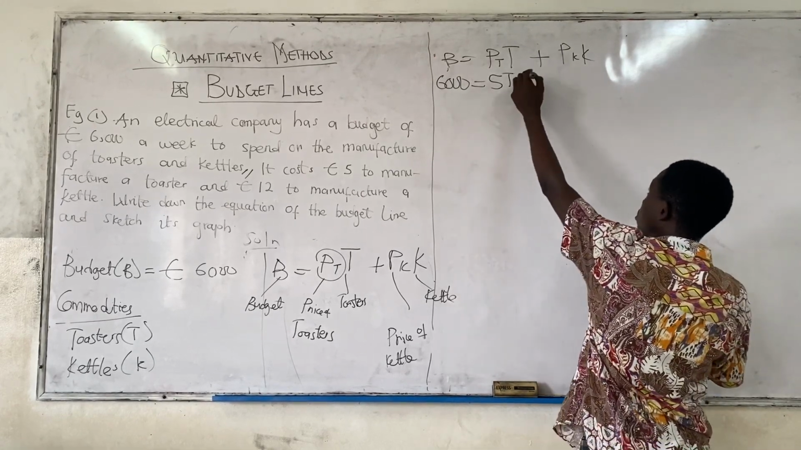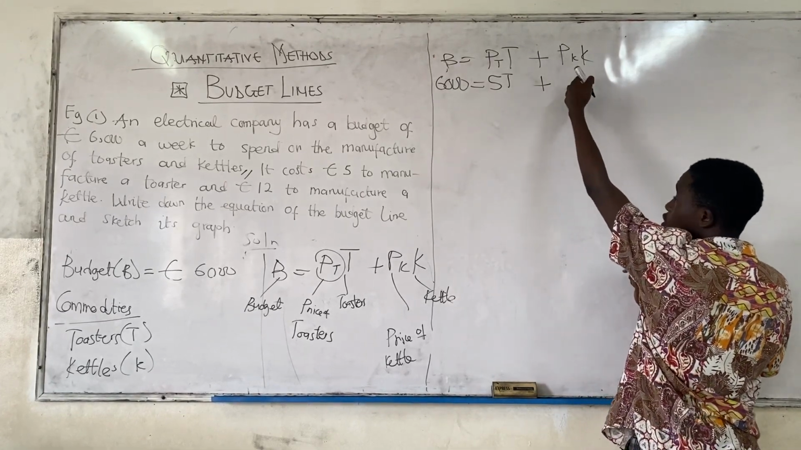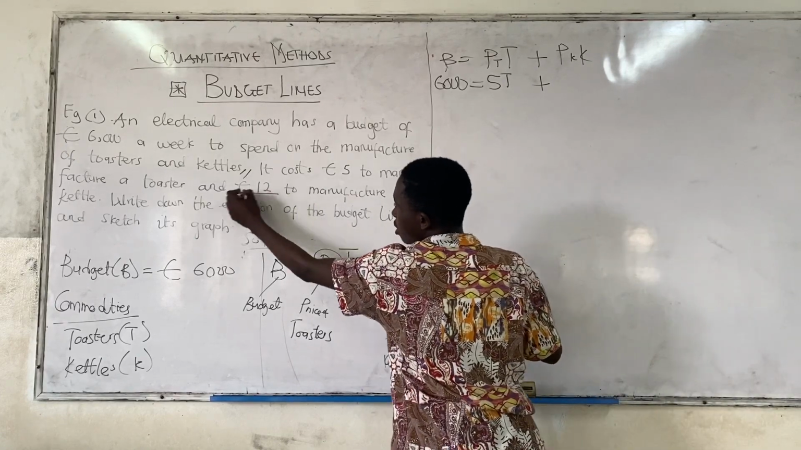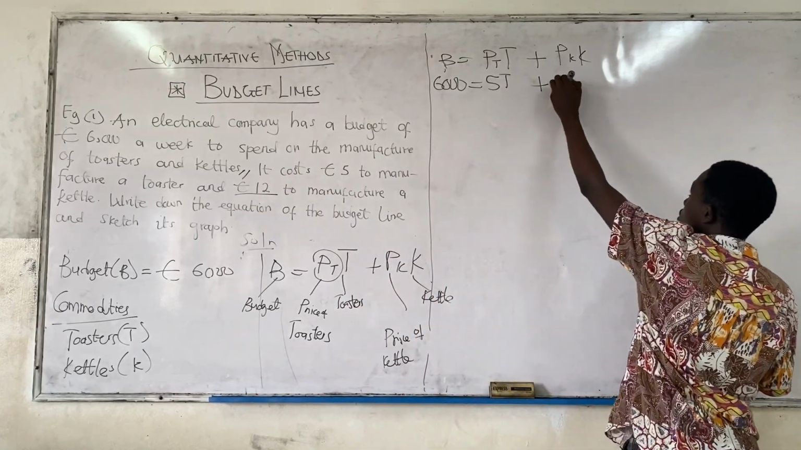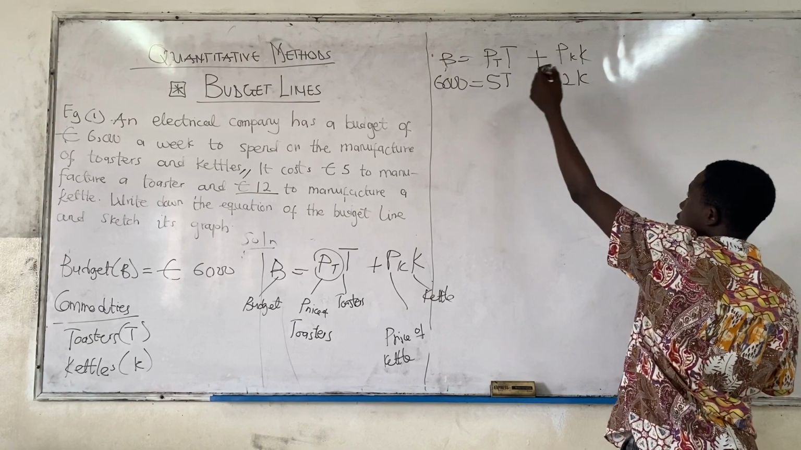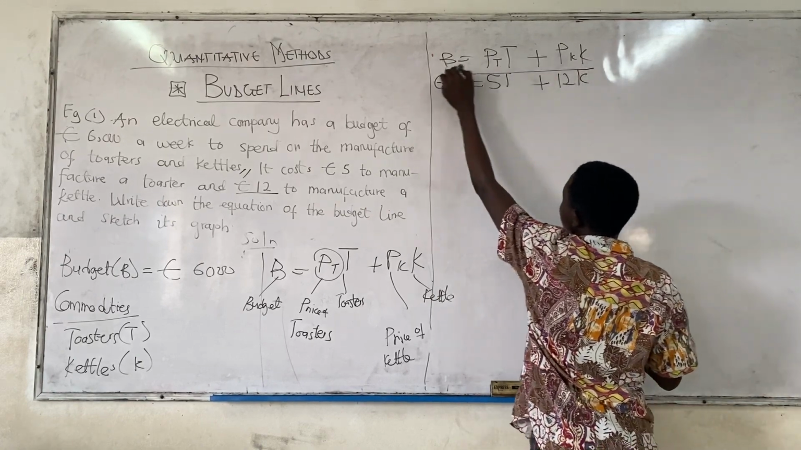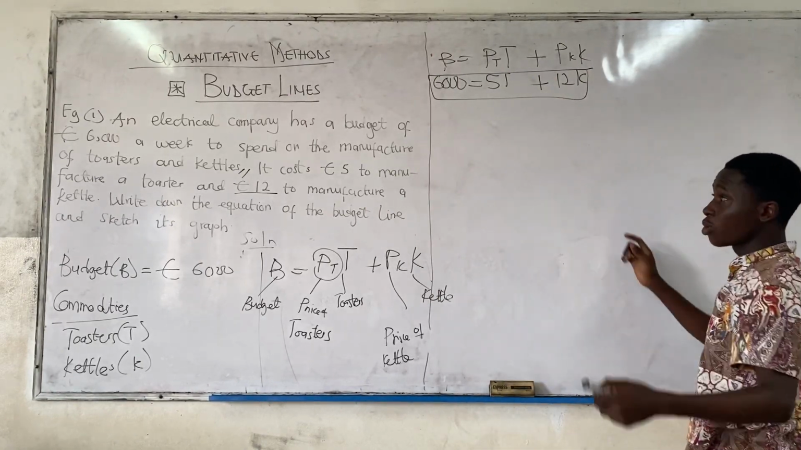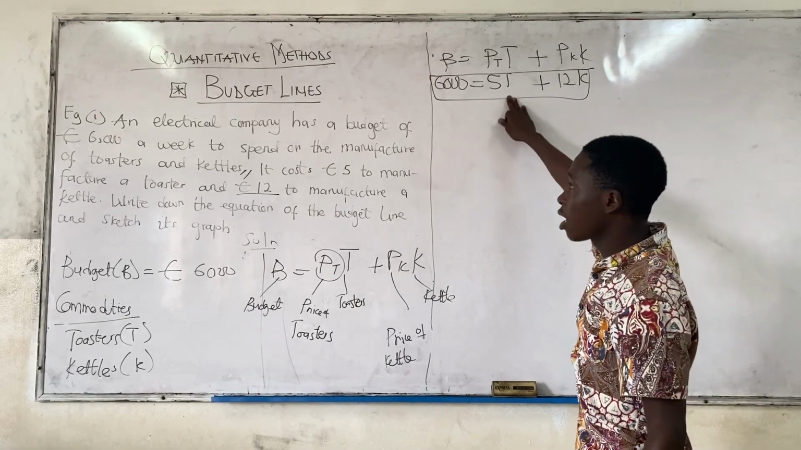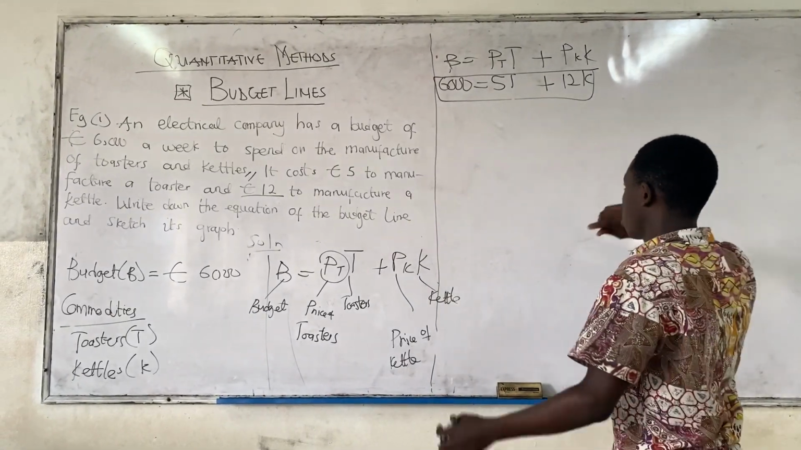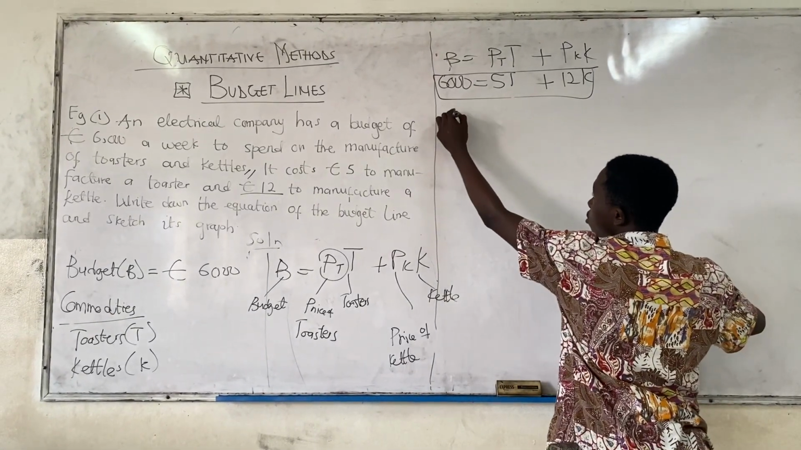So let's move on. Price of kettle was what? 12. And we bring back the kettle itself. So this is now the budget line you get from this question. So this becomes your budget line, 6,000.